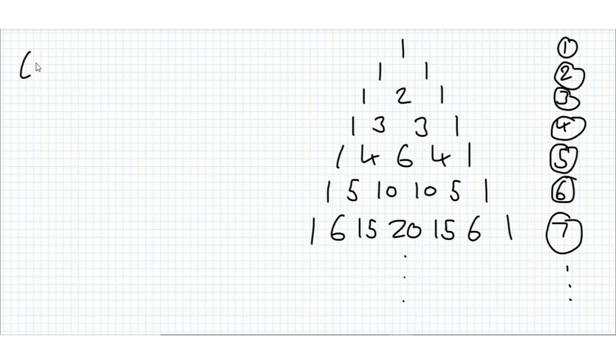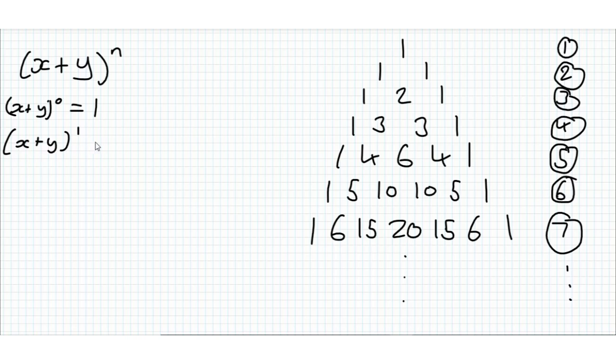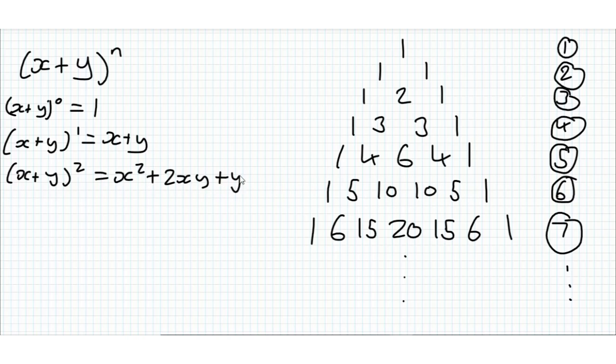So if we have something of the form x plus y to the power of n, where n's a positive integer, and we want to look at some cases. So if we look at x plus y to the power of 0, well, this is equal to 1. If we look at x plus y to the power of 1, this is equal to x plus y. If we look at x plus y squared, this is equal to x squared plus 2xy plus y squared, and so on.